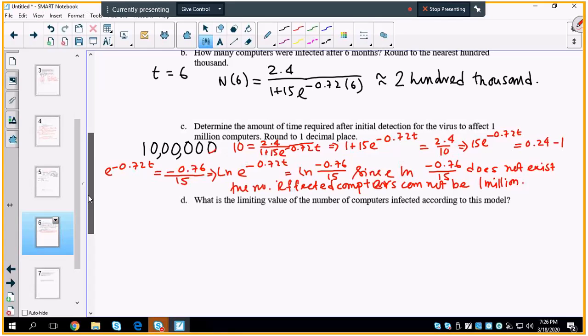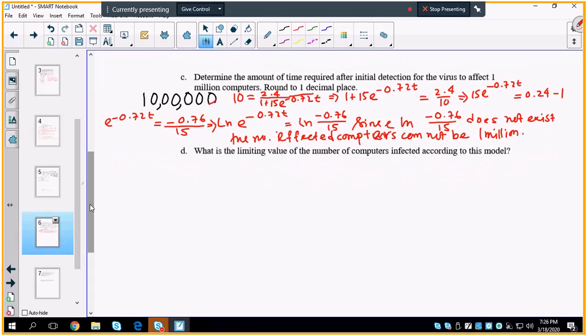What is the limiting value of the number of computers infected according to this model? When the question asks what is the limiting value, what you are trying to understand is what happens when t goes to infinity. It's just like the last problem. So as t goes to infinity, think about the term e to the power minus 0.72t. What happens to this thing? Well, since t goes to infinity, 0.72t goes to infinity.